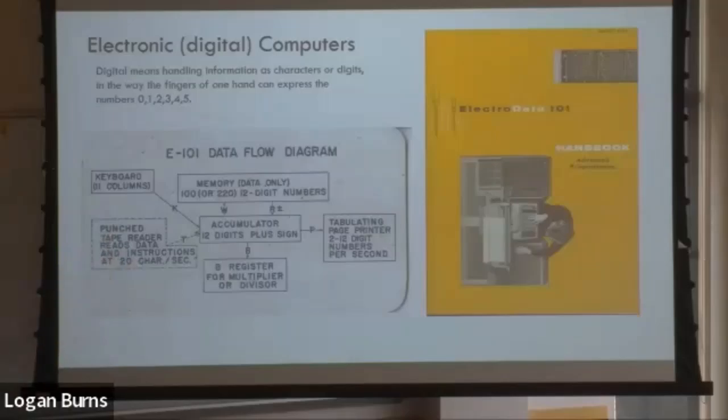So digital means handling information, characters, digits, in the way the fingers can express it in their hand, versus voltages or measurements. Okay, so what I'm doing right now is I'm walking through the things that were happening in the 50s that were relevant to the development of artificial intelligence. So at this point, and you can also see, okay, we'll go to the next one here.